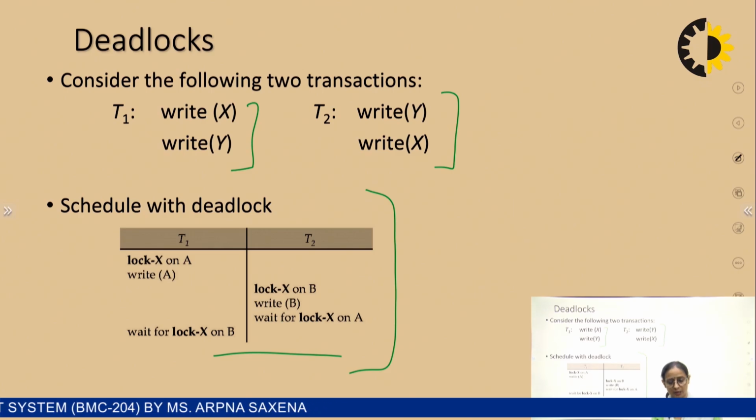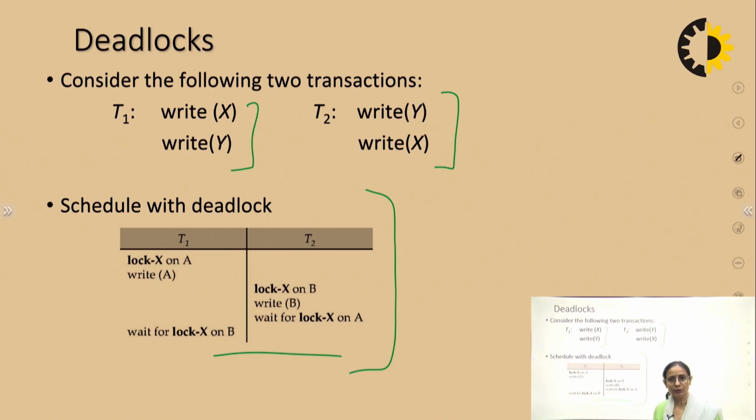in the system. So now my main aim is to identify such schedules which may lead to a deadlock state, and we need to avoid these schedules, that is, the transactions cannot occur in the order described in that particular schedule. In this schedule, T1 has applied the lock X on A, an exclusive lock it has obtained on A, and it has started writing on A.